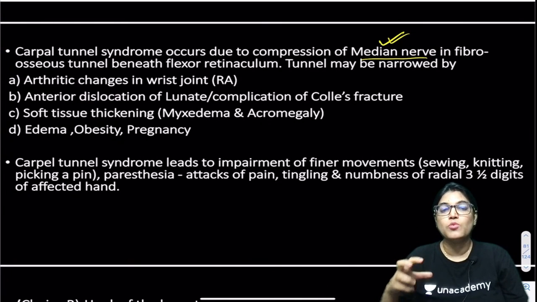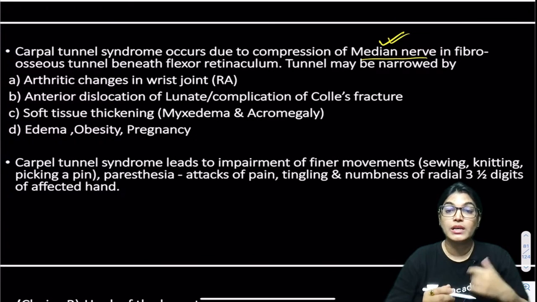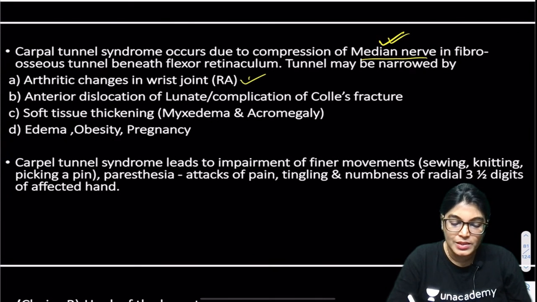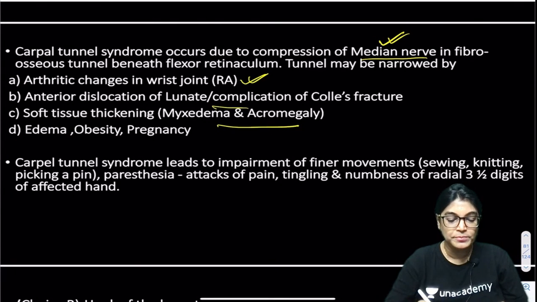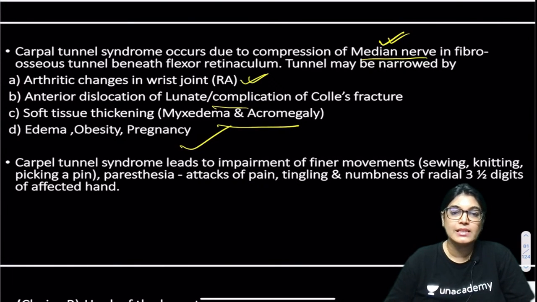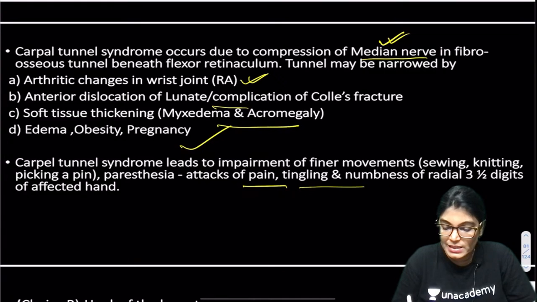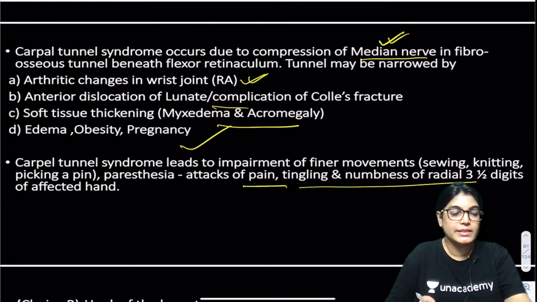At times there is more pressure built below the flexor retinaculum with certain conditions. The reasons I have written are arthritic changes in the wrist, Colles fracture, fracture of lunate, myxedema, acromegaly, edema, obesity and pregnancy. Edema, obesity and pregnancy are physiological changes where fluid increases in the carpal tunnel, and this is the reason the median nerve is compressed. The resultant is that the patient will complain of pain, tingling and numbness in the radial three and a half digits of the affected hand.